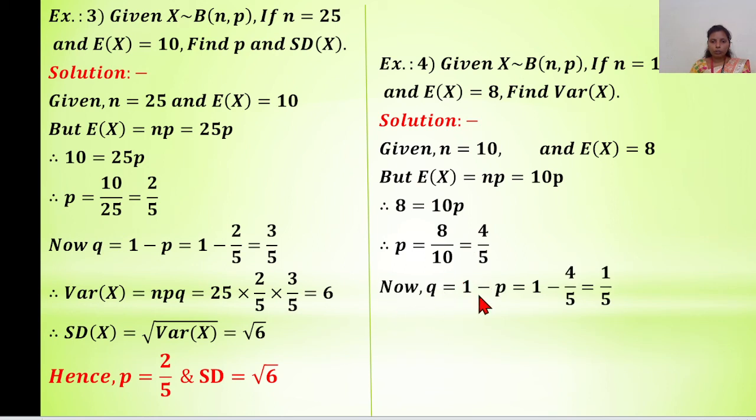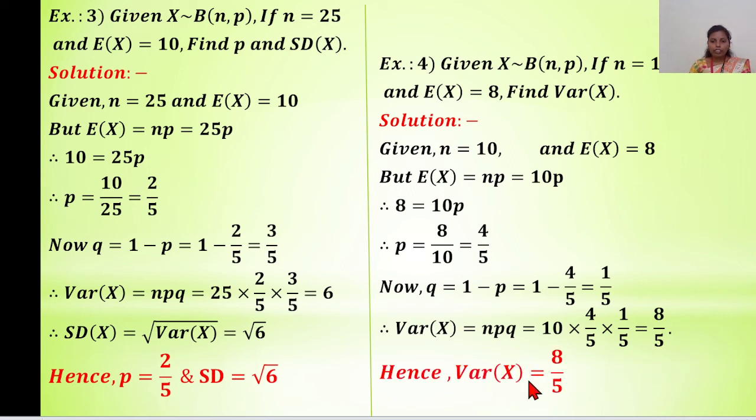Now q is equal to 1 minus p. Here we put the value of p as 4 by 5, then we get the value of q as 1 minus 4 upon 5, that is equal to 1 by 5. Therefore, variance of x is equal to npq, that is equal to 10 into 4 by 5 into 1 upon 5, which is equal to 8 upon 5. Hence, the variance of x is equal to 8 upon 5.